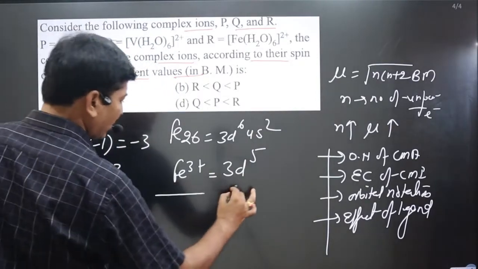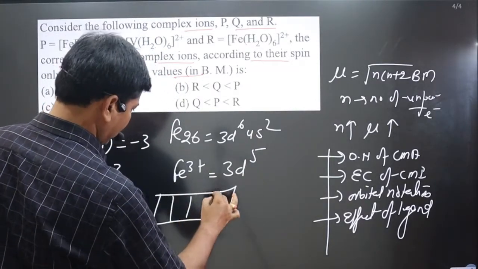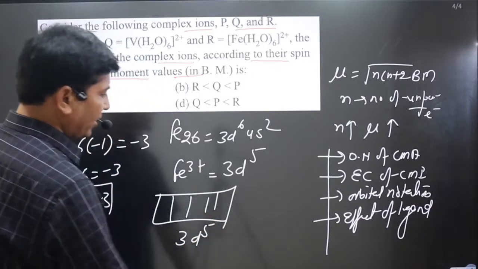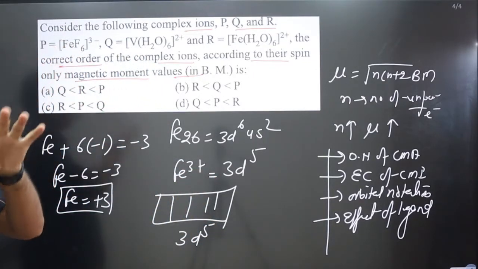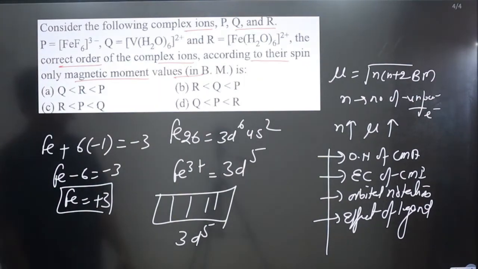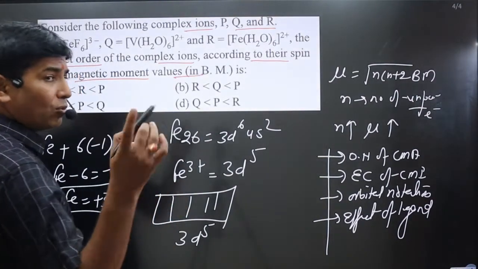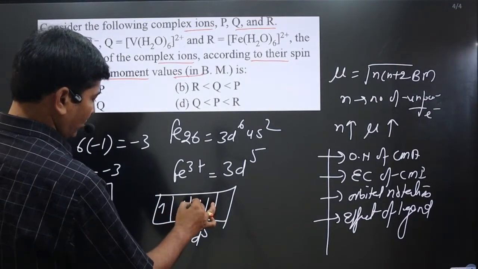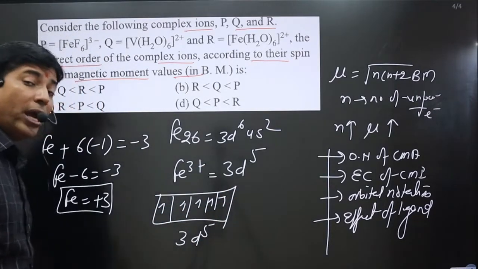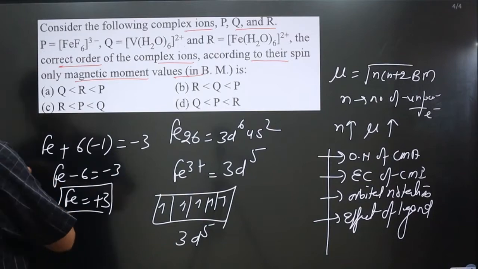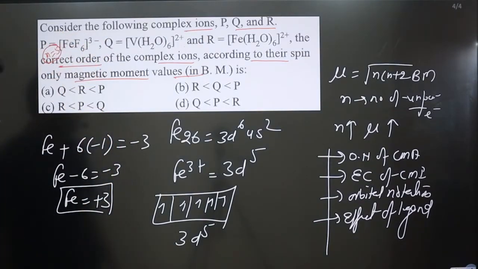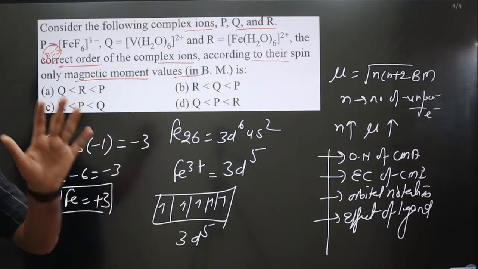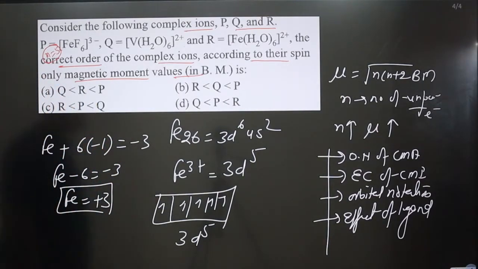Now we go for the orbital notation. 3d5 is there. Before filling electrons, consider the effect of the ligand. Halogens in general are weak field ligands, meaning no pairing of electrons, singly filled. Follow Hund's rule: 1, 2, 3, 4, 5. You can see it has the maximum number of unpaired electrons, and the value is 5. It has the highest magnetic moment because a d orbital can have a maximum of only 5 unpaired electrons.